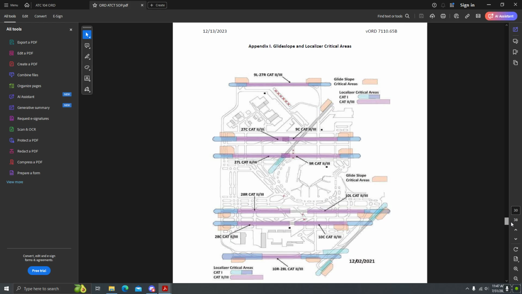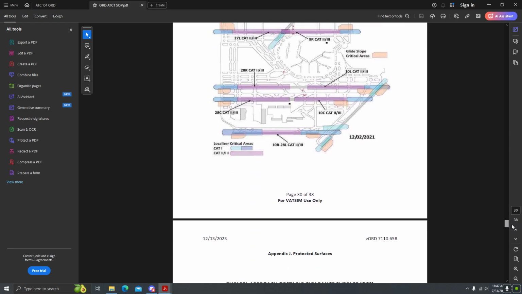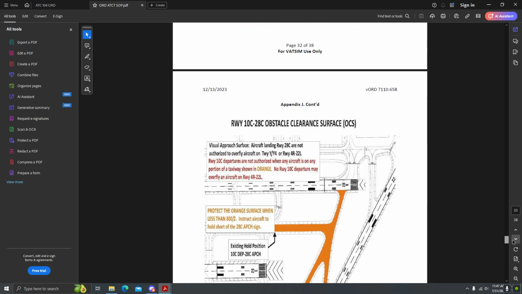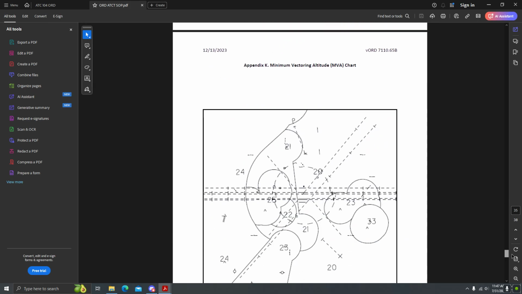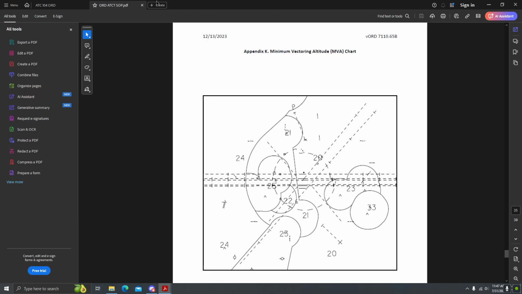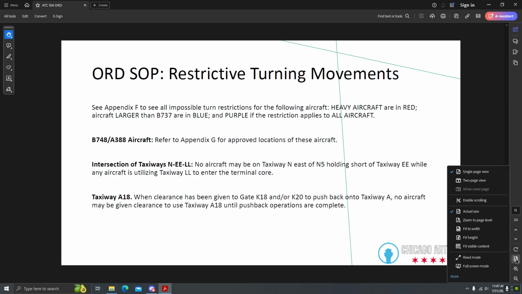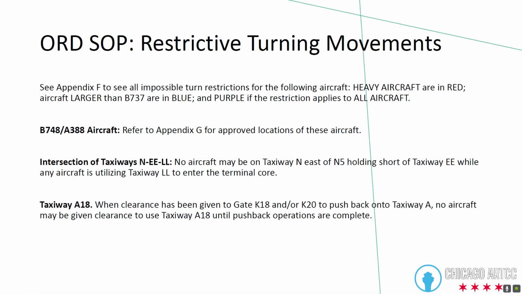ILS and glide slope critical areas, the OCS areas, and the MVA chart. So feel free to have a look at those as we go through the slides or as you go through your training. For the taxiways November, Echo Echo, Lima Lima, that's basically just for wingtip clearance. You can take a look at the airport diagram and see how that works.